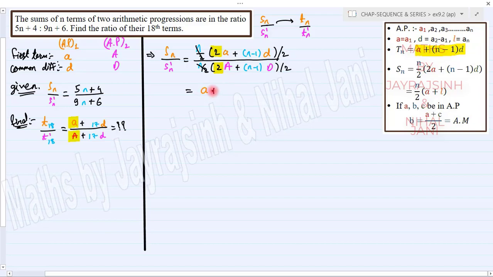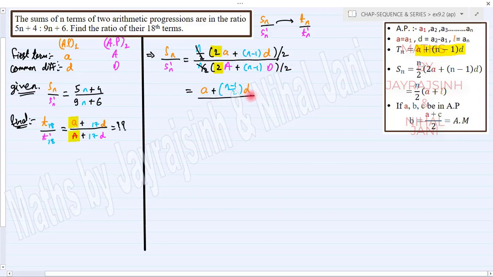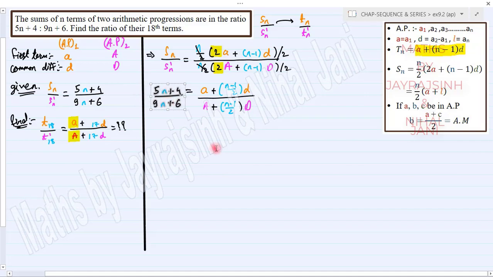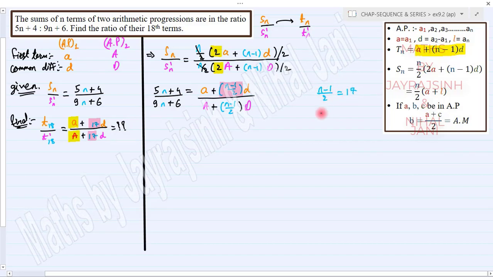So we'll get A plus (n minus 1)/2 d upon capital A plus (n minus 1)/2 capital D, and it is given that Sn upon Sn dash is equal to (5n plus 4) upon (9n plus 6). Now, in the coefficient of d, we have 17. So let's compare (n minus 1)/2 with 17, and you will obtain n is equal to 35. So in the above equation, let's substitute n is equal to 35.